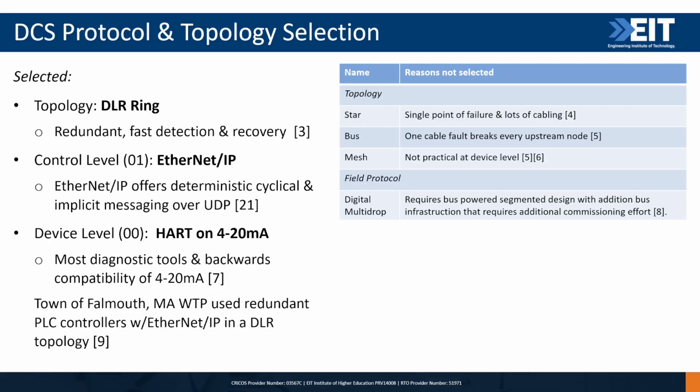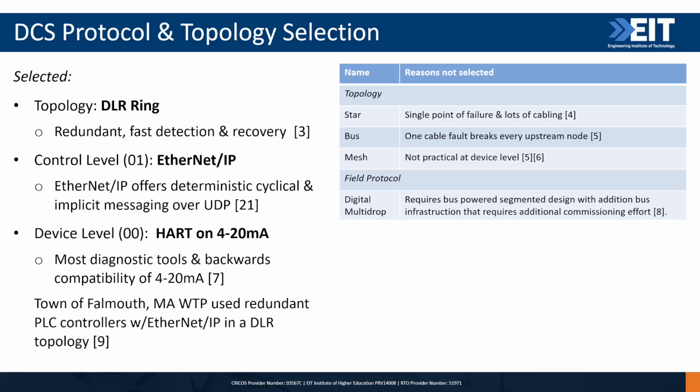The reason why we went with DLR is it's redundant and has very fast fault detection and recovery. This contrasts to star, which has single point failure and lots of cabling, bus, where one cable fault breaks every upstream node, or mesh, which isn't practical at the device level and is expensive. The DLR ring tolerates a single cable or node break, and by virtue of having every node with a two-port switch, the topology uses fewer standalone switches and less cabling than the star.